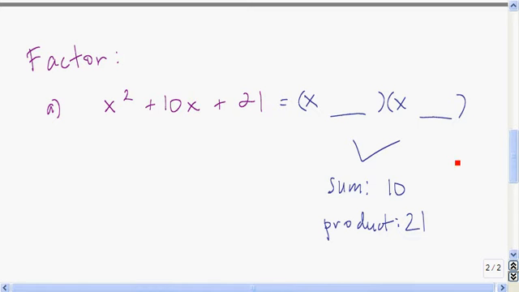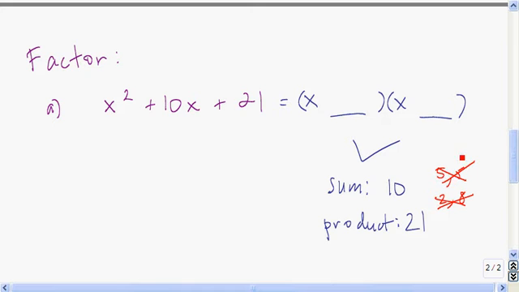Well, let's take 5 and 5. These are 2 numbers whose sum is 10, but the product is not 21. So the 2 numbers are not going to be 5 and 5. Let's do 2 and 8. The sum of these 2 numbers is 10, but the product of these 2 numbers is 16, which is not 21.